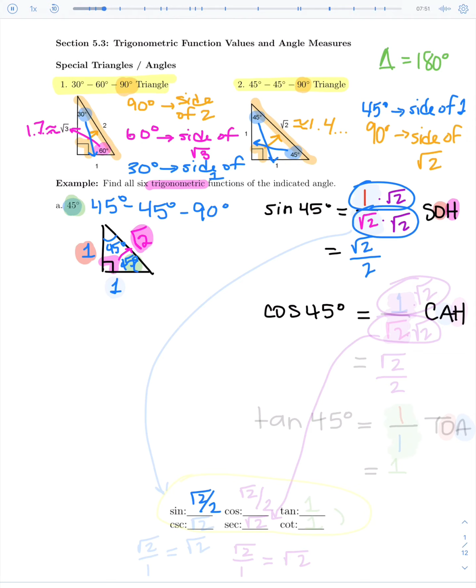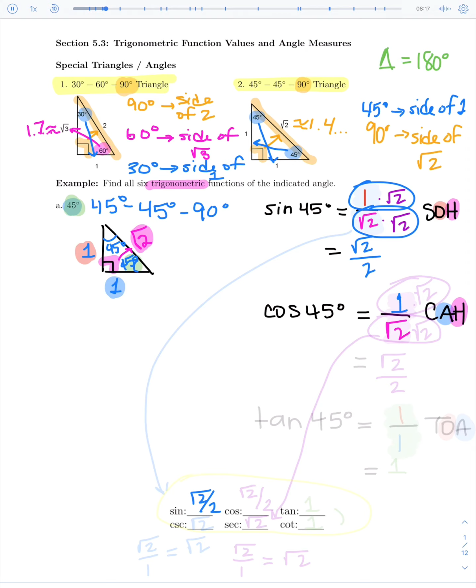Well, that would be that our cosine of 45 degrees is going to start out with our adjacent side. Well, our adjacent side to our 45 degrees is also a value of 1, over the hypotenuse, which we already said is the longest side, which is that square root of 2. So we'd start out with the same problem once again, that you can't leave a square root in the denominator.